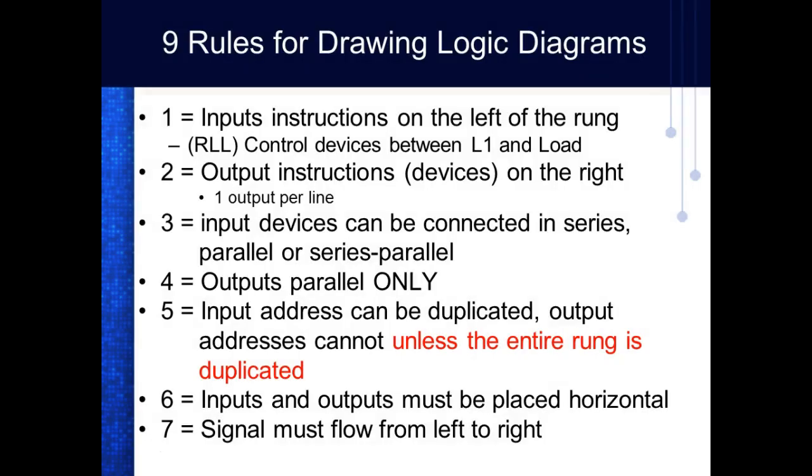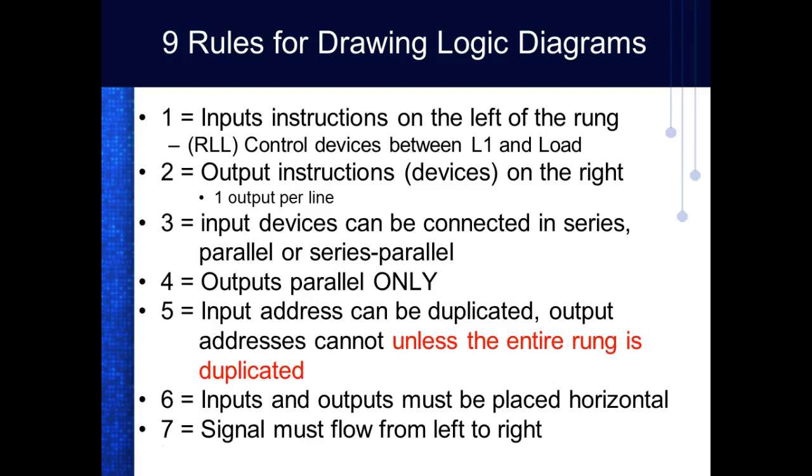So rules: input instructions on the left of the rung. Of course, in relay logic, we call them control devices between L1 and load, right? Output instructions on the right, one input per line. Input devices can be connected in series, parallel, and series parallel. Output only what? Parallel.